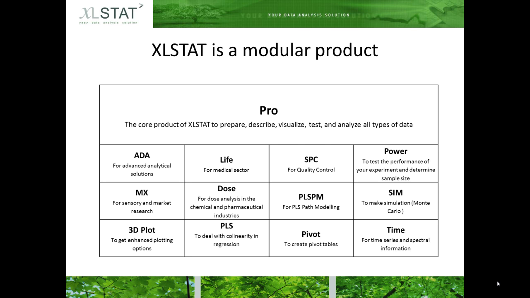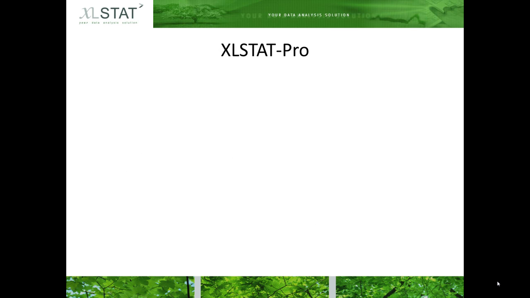ADA for Advanced Analytical Solutions, Life for the medical sector, SPC for quality control, Power to test the performance of your experiment and determine sample size, MX for sensory and market research, Dose for dose analysis in the chemical and pharmaceutical industries, PLS-PM for partial least square path modeling, SIM to make simulation like Monte Carlo, 3D plot to get enhanced plotting options, PLS to make a regression dealing with collinearity, Pivot to create pivot tables, Time for time series and spectral information. Now let's see more detail on XLSTAT Pro.